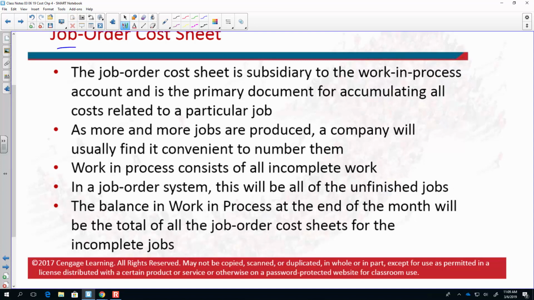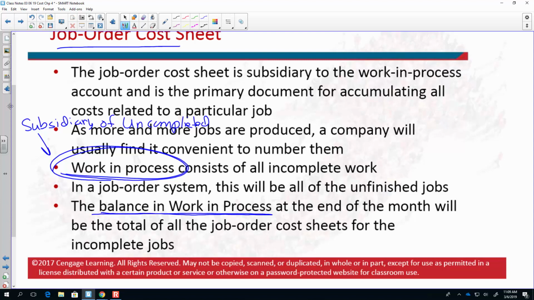A job order cost sheet is really a WIP subsidiary of uncompleted jobs. Work in process means what? It's not done. Correct? Uncompleted jobs. So, the balance in the work in process at the end of the month will total all the job order cost sheets for incomplete or uncompleted jobs.